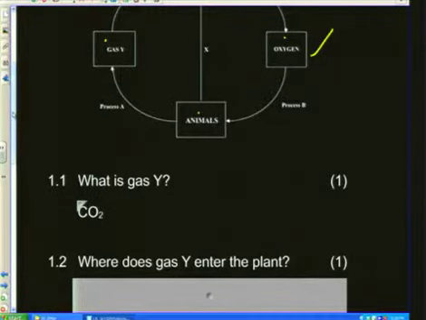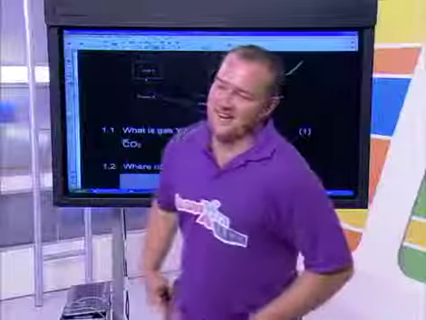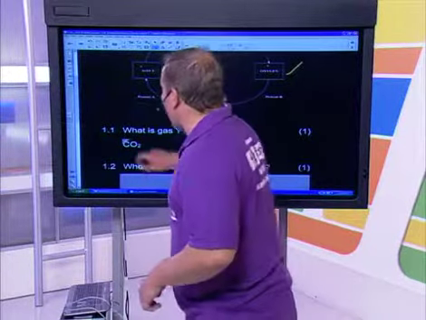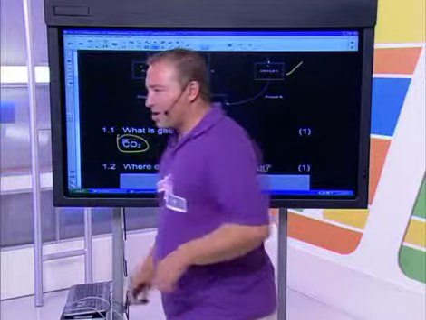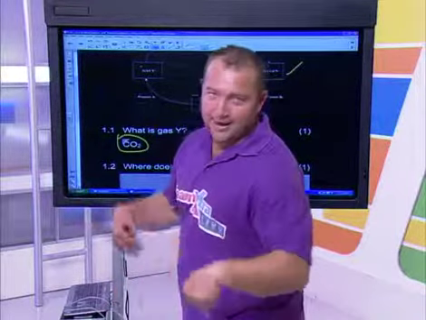Good. The next one we're having a look at is, where does gas Y enter the plant? Where does gas Y, so carbon dioxide, enter the plant? Watch her say something like the lungs. No, I was about to say the leaves.